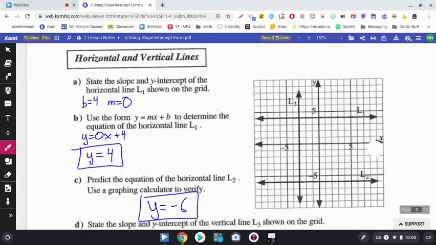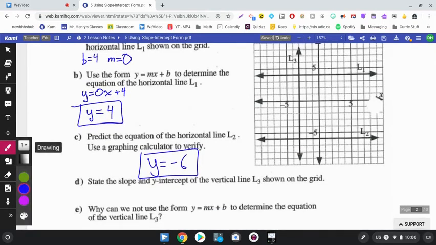Okay, so my horizontal line is a y equals, right? We go to the other kind of choice here, a vertical line. So I'm looking at L3. That's this one here. State the slope and the y-intercept.